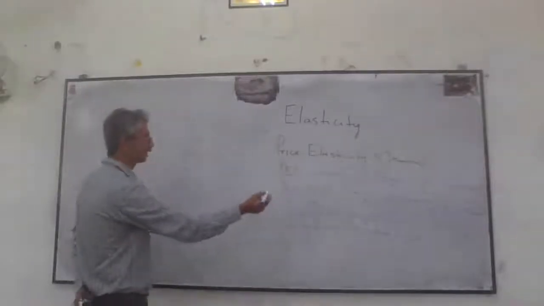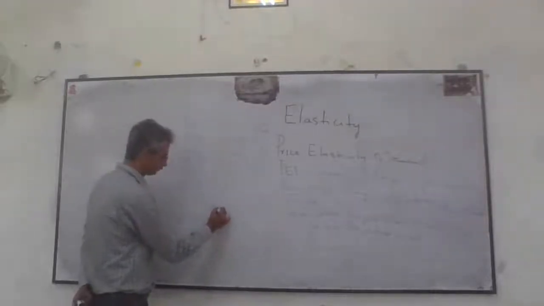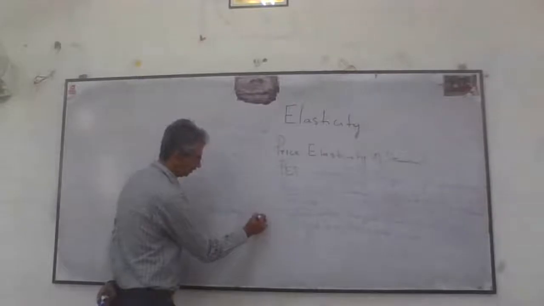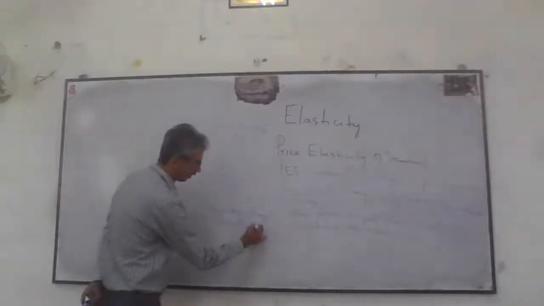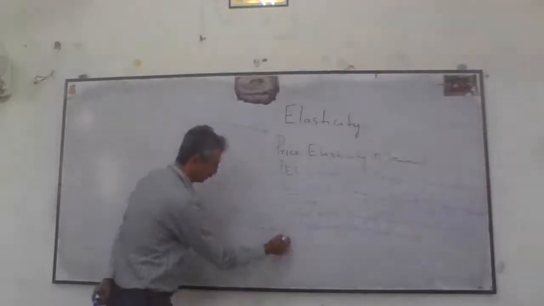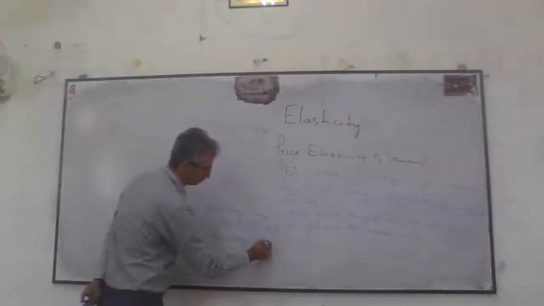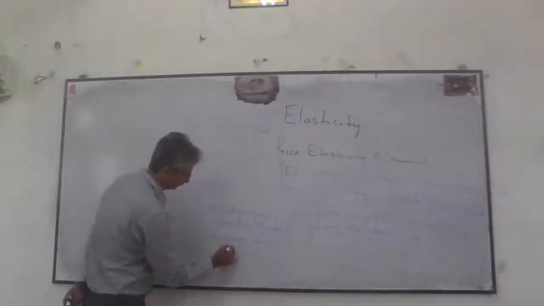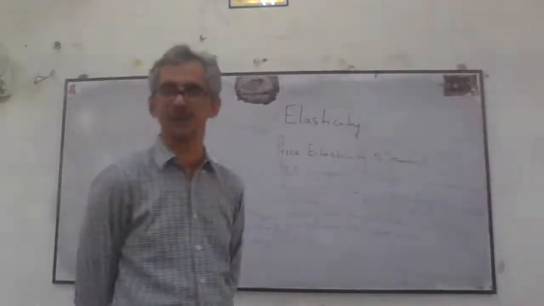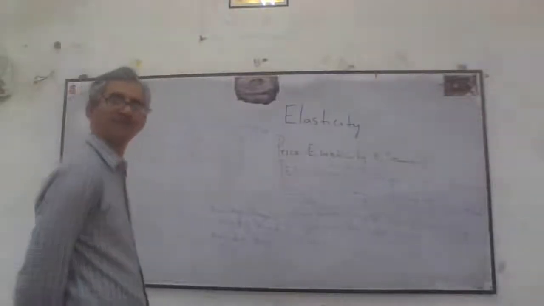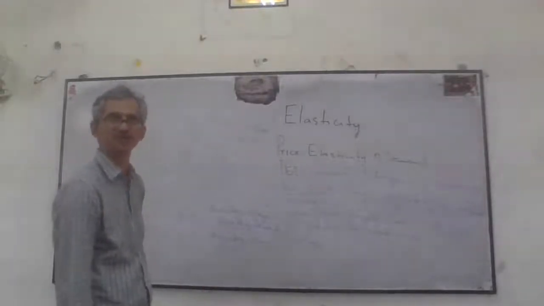So when we say how to calculate the price elasticity, there is a simple formula: percentage change in quantity demanded divided by percentage change in price, into 100. This is one of the formulas, because there is another, the midpoint formula. But we can also use this formula to calculate the price elasticity of demand.